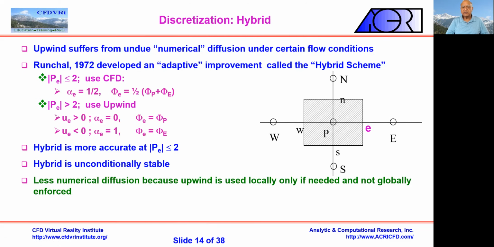Now let's look at another one. What we found over time, after a year or two, was that the Upwind was creating what we call false or numerical diffusion under certain flow conditions.